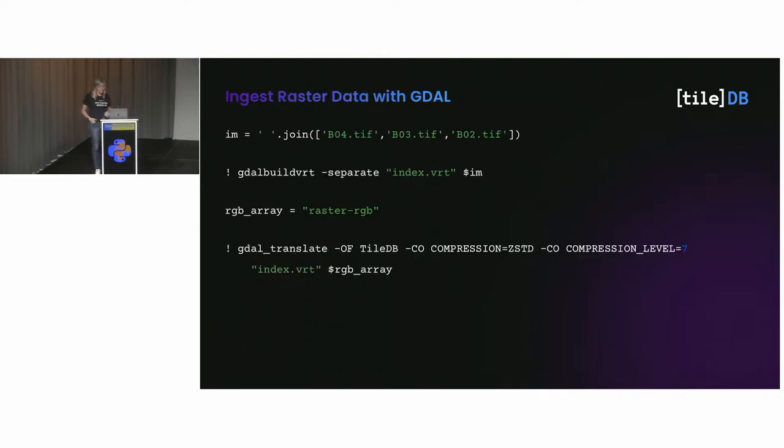Same for raster data. I'm using GDAL in this case. I have three TIFF files, with three bands, the red, green, and the blue. As with GDAL, I have to build a VRT file first to combine them together. Then I say, I want to write this to a TileDB array. And the trick here is, again, I just have to say, write it to TileDB array instead of whatever other format you want. You're able to do this.